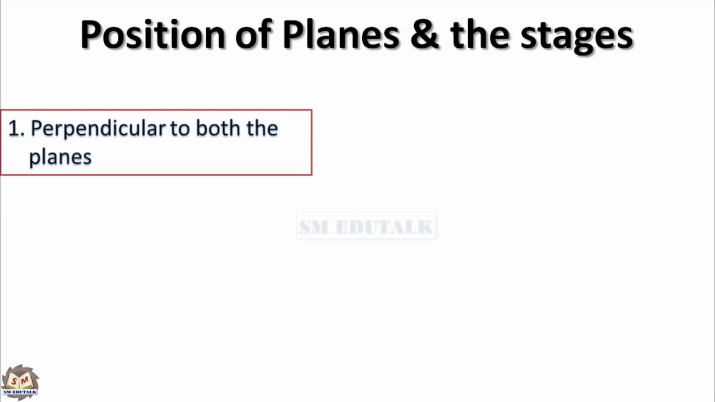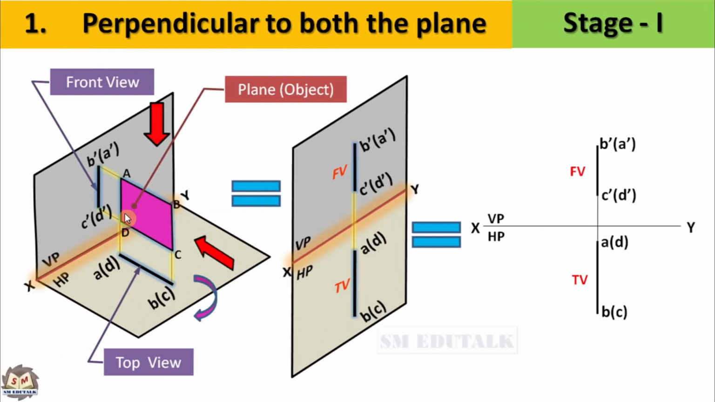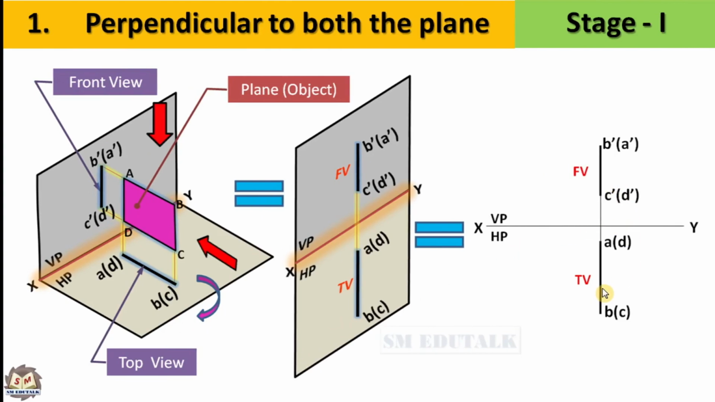First position, perpendicular to both the planes. It is a simple position because it can be imagined and drawn easily. Hence, it is sufficient to have one stage to draw this position. It is called stage 1. In this position, whatever shape the plane, its front view and the top view appear as a line. We have seen this in projection of planes part 1 video. Look at the rectangular planes, both views are lines only. That is, its front view is a line and top view is also a line.